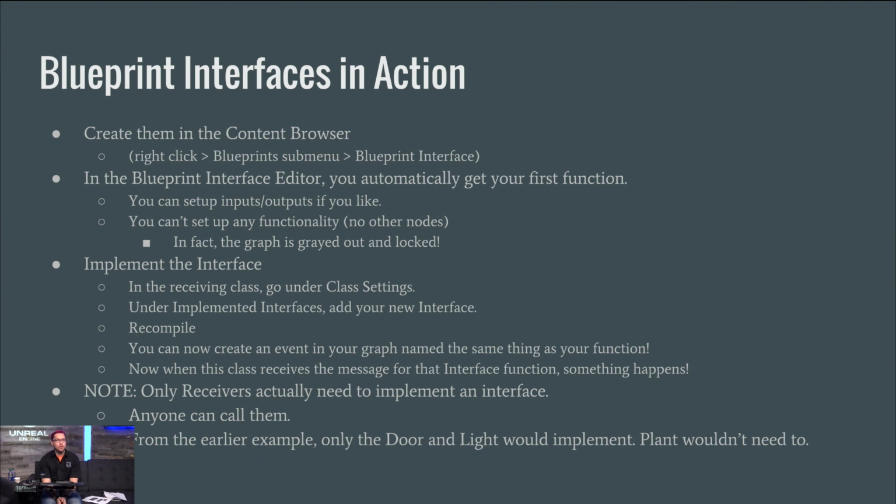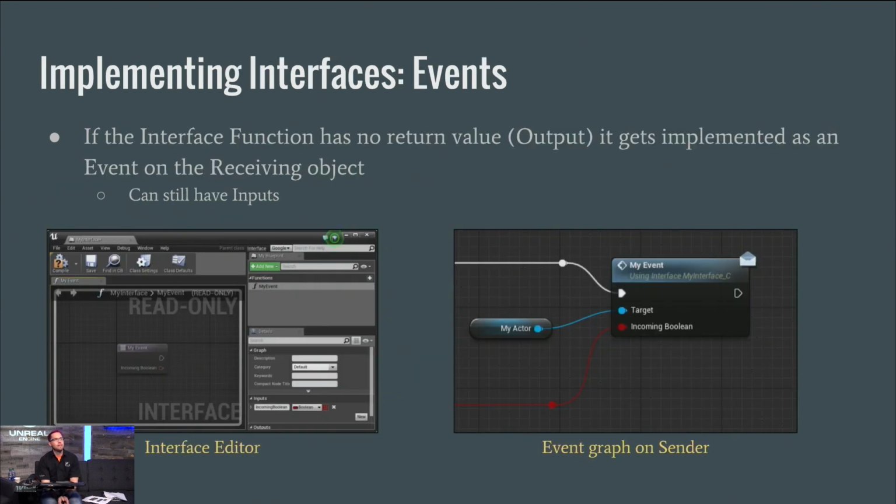From the earlier example, as I mentioned earlier, only the door and the light would implement an interface. The plant would not need to because the plant is just going to sit there and keep pumping out oxygen like they do. So, implementing interfaces by way of events.